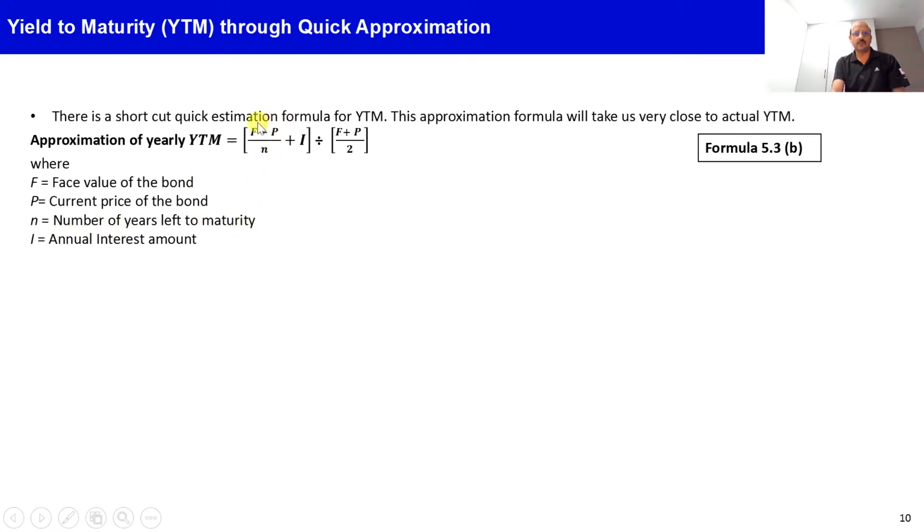So that becomes the average annual premium or discount on buying the bond, plus I is the annual interest amount. So that becomes the average total income from that bond, and that is divided by F plus P divided by 2. F is the face value, P is the purchase price. So the average of these two is the denominator, and this becomes the numerator.